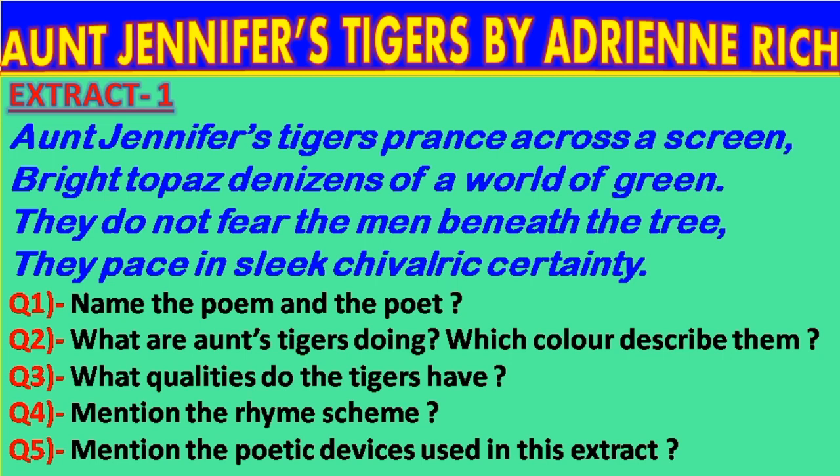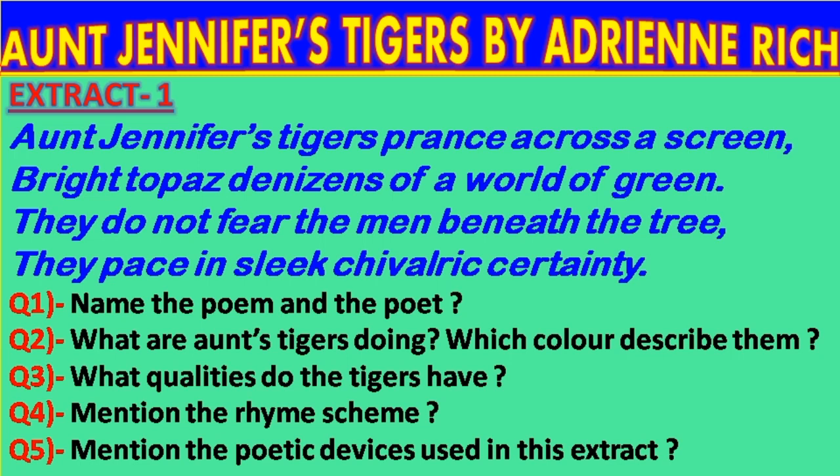Example of alliteration: chivalric certainty. Example of visual imagery: bright topaz, prance, screen, world of green, beneath the tree. Example of anaphora: They do not fear the men beneath the tree. They pace in sleek chivalric certainty. They and they is repeated in 2 consecutive lines, so it is an anaphora.